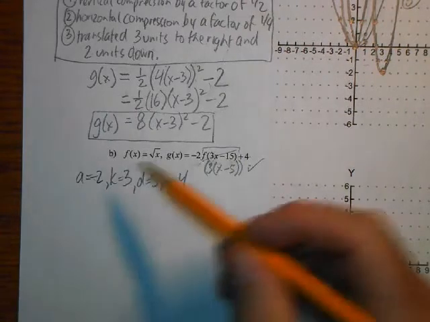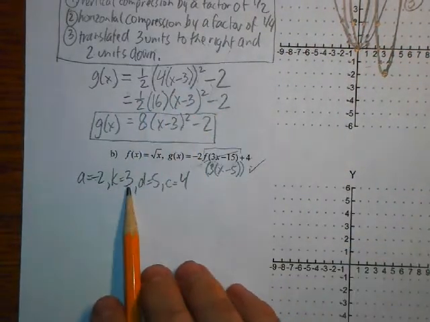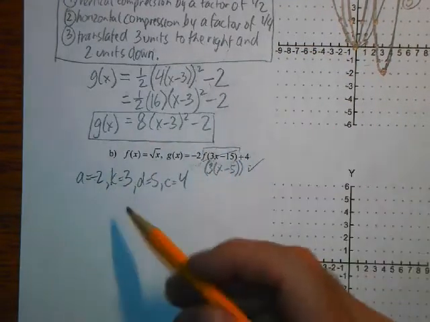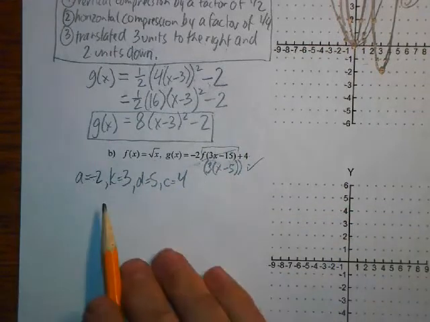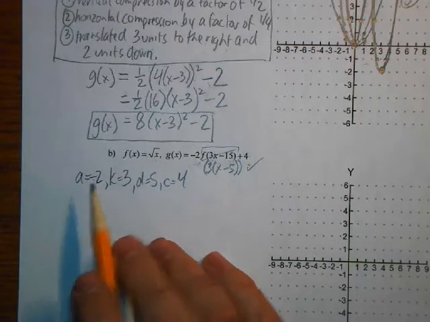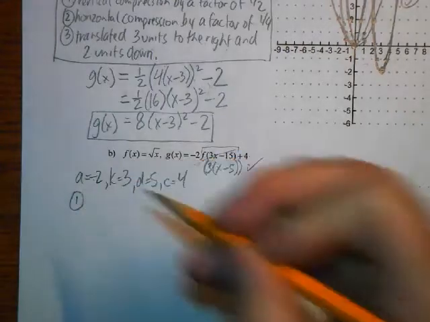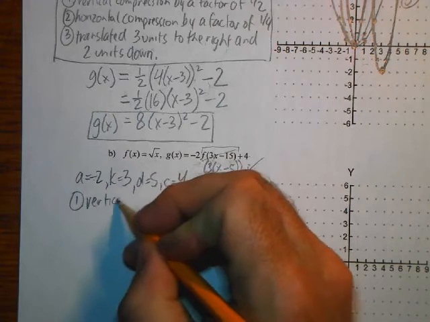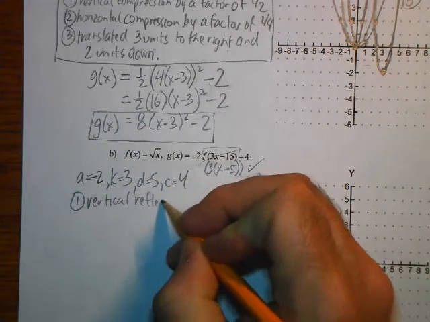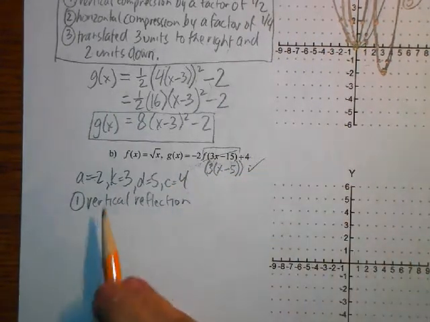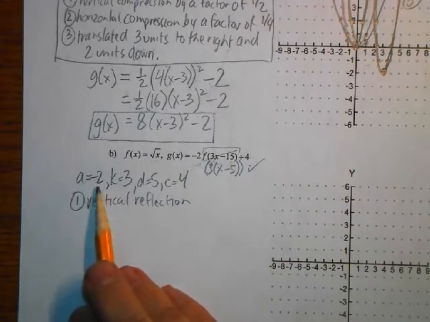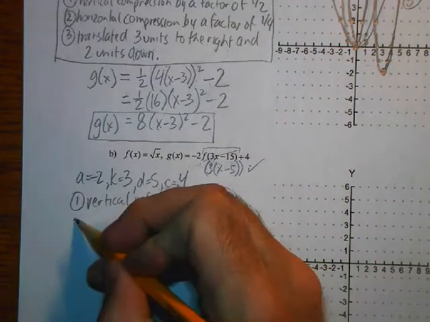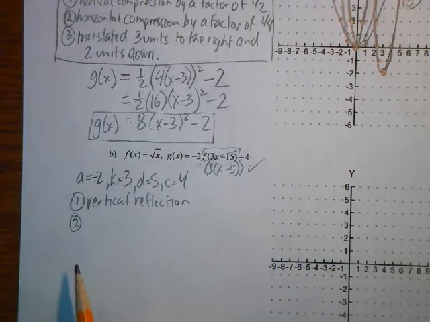In terms of the transformation, we're going to start with a and k. I'll start with a just because it's in order from left to right. The first thing I notice is that a is negative, so my first transformation step will be a vertical reflection. That takes care of the negative sign in a. But now I have to process, what does the a value of 2 mean? Since 2 is bigger than 1, that tells me there's a vertical stretch by a factor of 2.